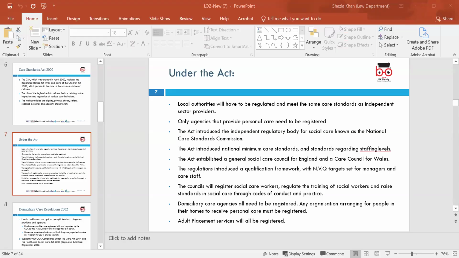Why do you think this act was introduced in 2000? Do you think there were issues around social workers and how they are regulated, and how they're not following standards and codes of practice and things like that? What do you think, Deborah?